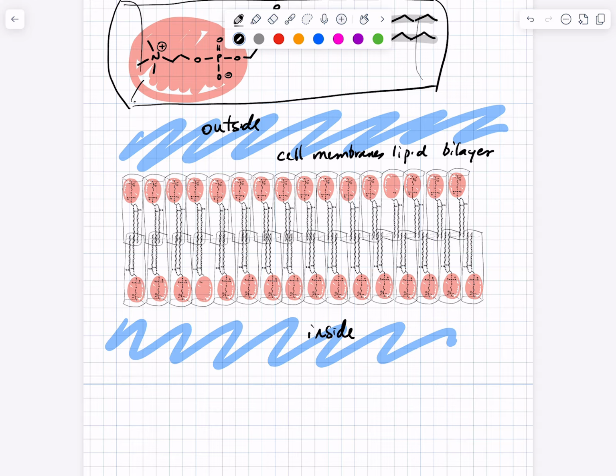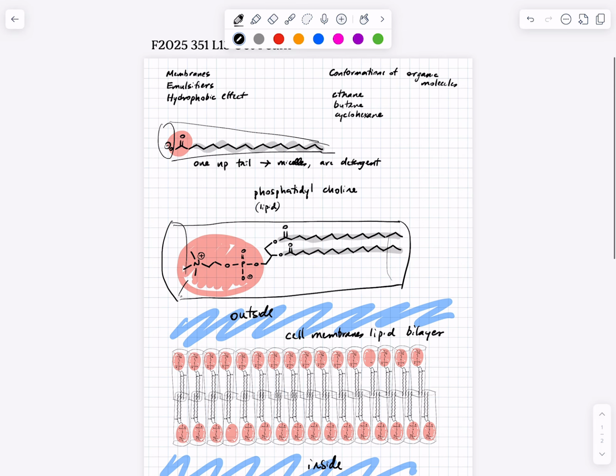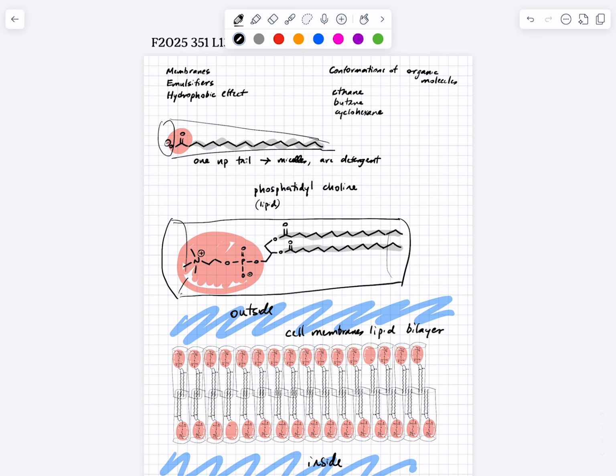So this is an important part of biology, and it all works for this same basic effect. Polar head group, nonpolar tail. Only 2 nonpolar tails allow it to make a membrane. 1 nonpolar tail, and it would be micelles and detergent. Are there questions about that? Yeah. So when there's only 1 nonpolar tail, it will form a bubble. But when there's 2, it will form this bilayer. Right.